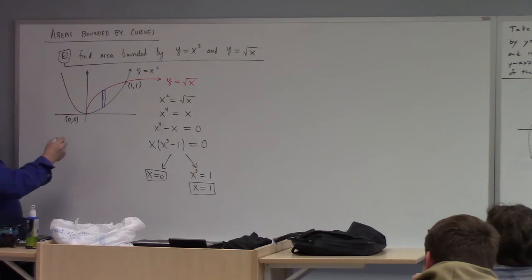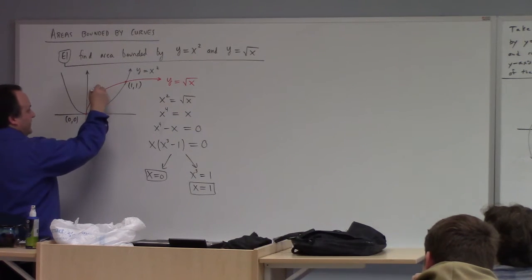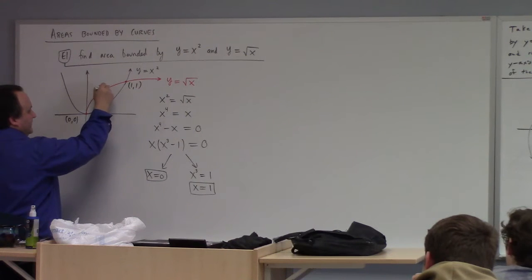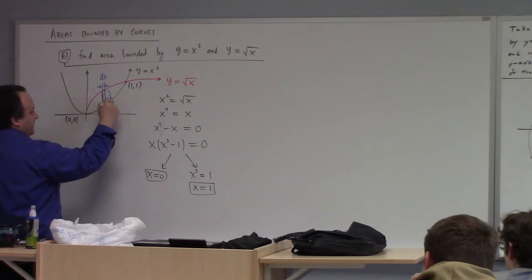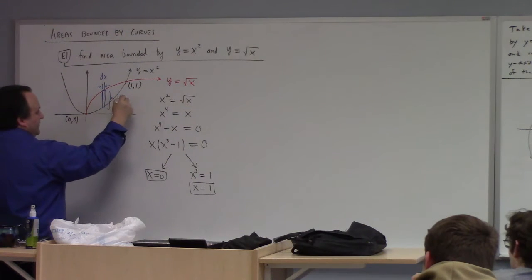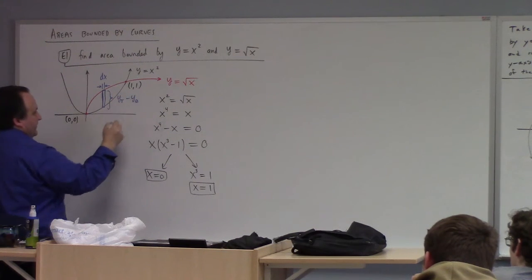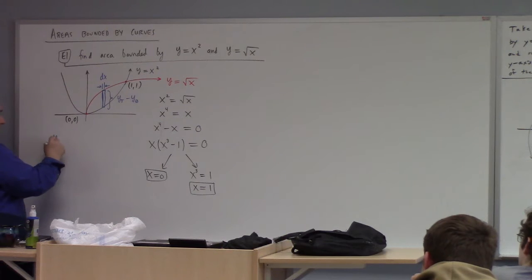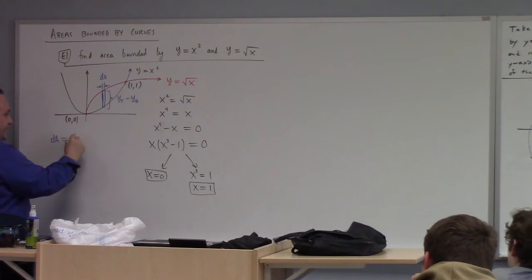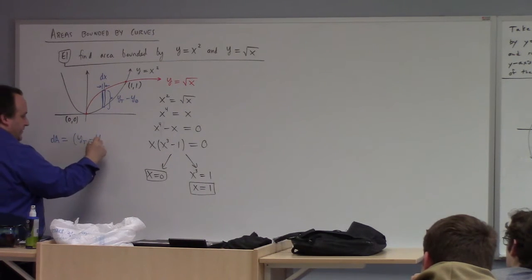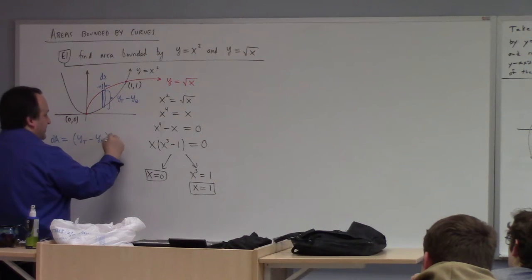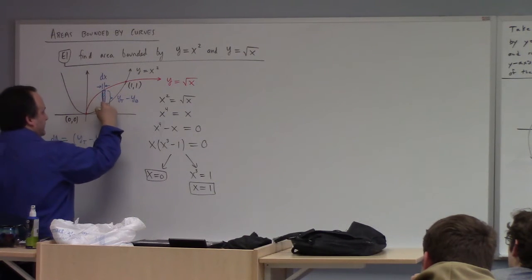Now I think infinitesimally. So what I mean is I think of the width of this as being dx, and I think of the height of this as being the top y minus the bottom y, right? So dA is equal to the top y minus the bottom y times dx. That's the area of this little slice, right?